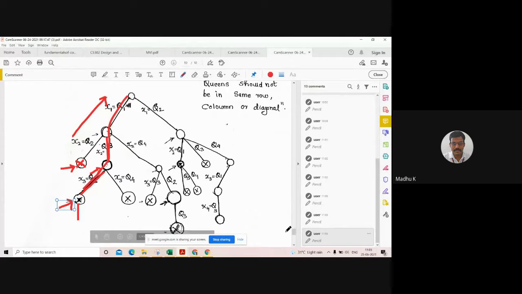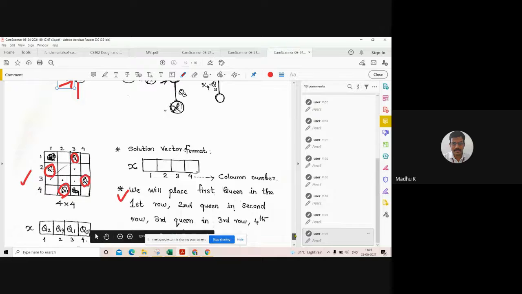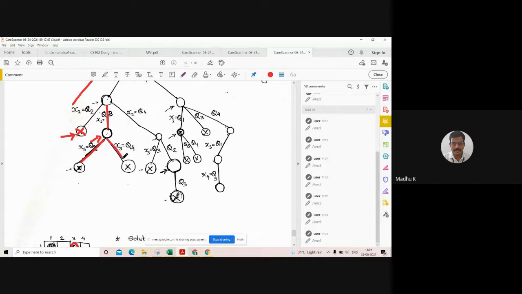So I placed in this way. Here they will attack each other, so this solution is not possible. So what will I do? I will stop here. That is not a solution. Then I will try another alternative. So then I will try this one.